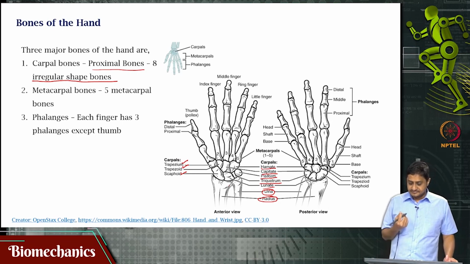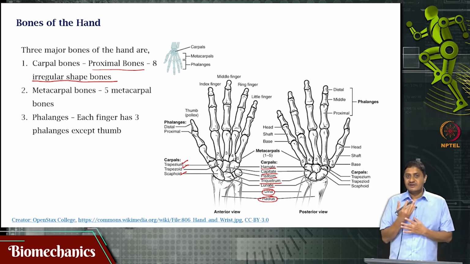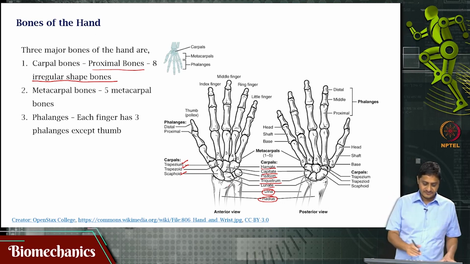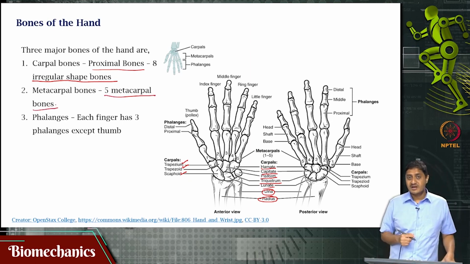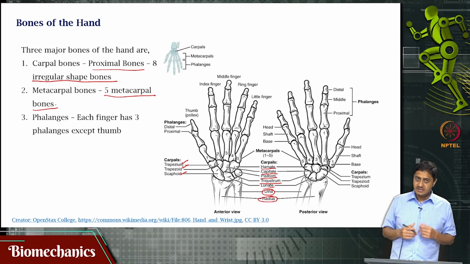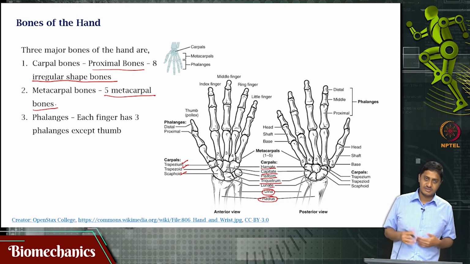Then you have the metacarpal bones, those that have articulations with the carpal bones, and there are 5 of these, 5 metacarpal bones. These bones do not have a name, unlike the carpal bones, which are trapezium, trapezoid, scaphoid, hamate, capitate, pisiform, triquetrum and lunate. There are 8 carpal bones. The metacarpal bones are 5 in number and they do not have a name. They are simply called the first metacarpal, second metacarpal, third metacarpal, fourth metacarpal and fifth metacarpal.